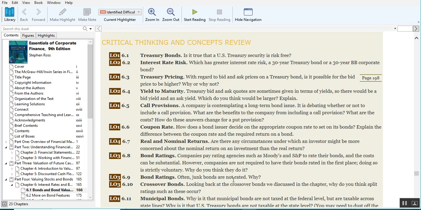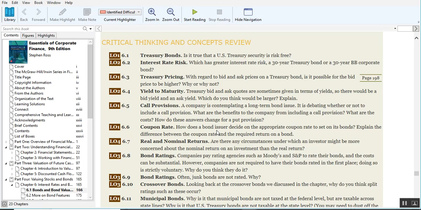6.2, which has greater interest rate risk, a 30-year Treasury bond or a 30-year BB corporate bond? Which one has greater risk? And you can argue your point and talk about that. In 6.6, how does a bond issuer decide on the appropriate coupon rate to settle on its bonds? Explain the difference between coupon rate and the required return on a bond.